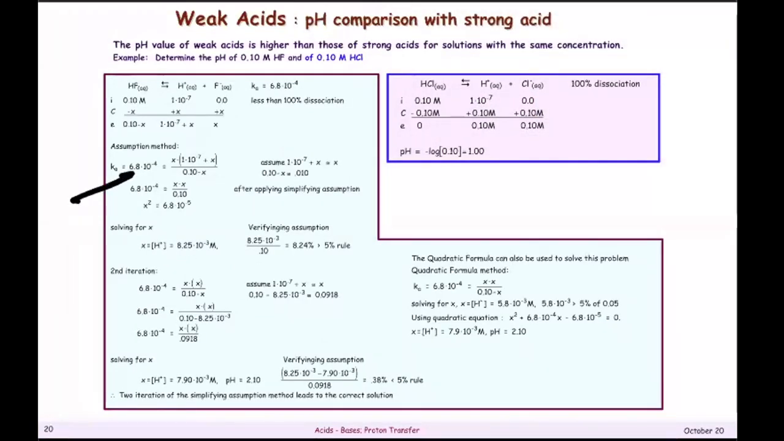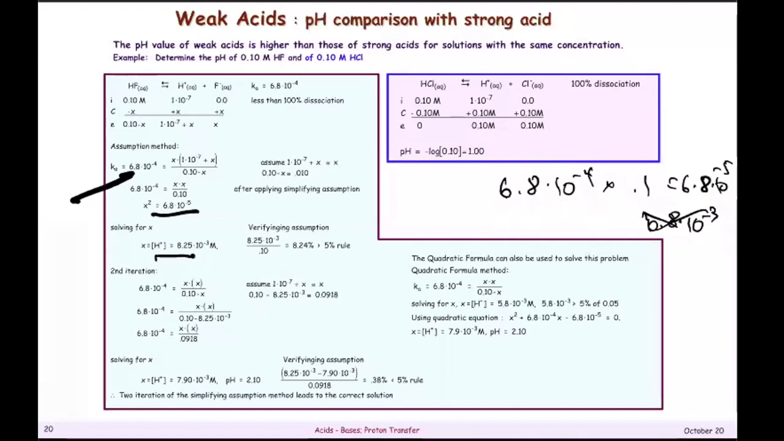This is x squared equals 6.8 times 10 to the minus 4 times 0.1, which equals 6.8 times 10 to the minus 5, not 6.8 times 10 to the minus 3. I put 6.8 times 10 to the minus 3 in my example. I forgot, it's multiplied by 0.1. Anyway, that's 6.8 times 10 to the minus 5. And when you take the square root of that, what you get is 8.25 times 10 to the minus 3.